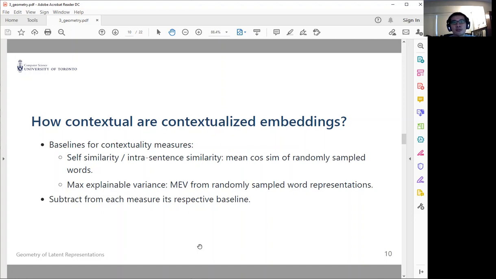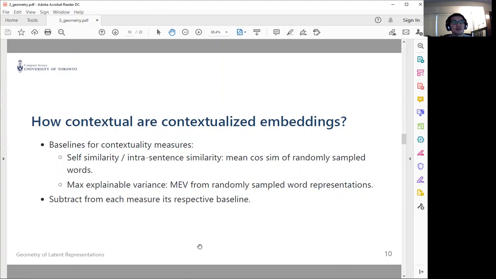But on the other hand, if the baseline is 0 or only, for example, 0.3, then if you have 0.9 for these two apple words, this means that the representation still considers your two apples to be very similar to each other.